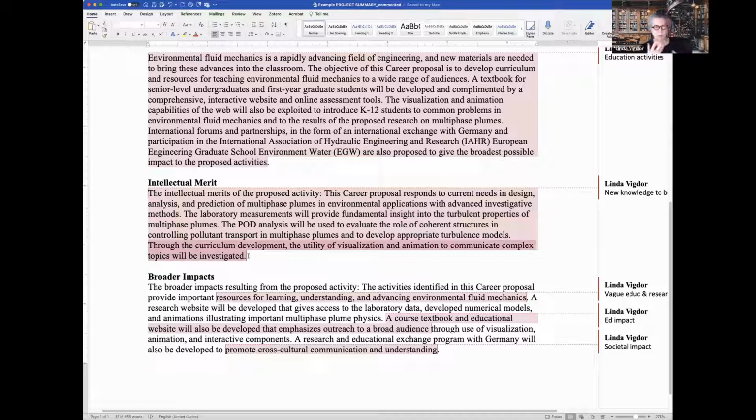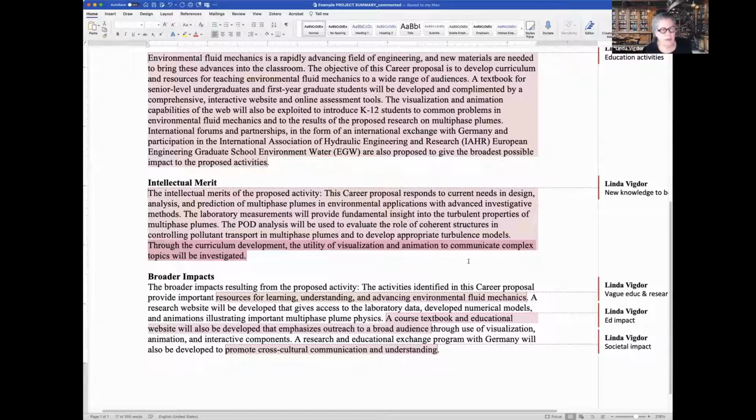And so, yes, keep in mind that your education activities might have intellectual merit. It's not always true, but if what you would be doing would contribute some new understandings of how to engage students in STEM, new methods of teaching or explaining complex information, those might be an intellectual merit.